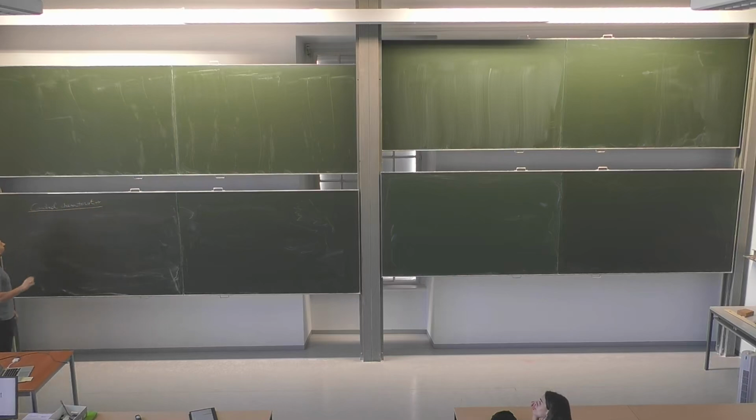Cardinal characteristics of the continuum are basically cardinals which are related to some combinatorial problems. They come from problems in the sense that they are the minimal size of a complete solution set for a certain problem. So I'll give you an example of that.